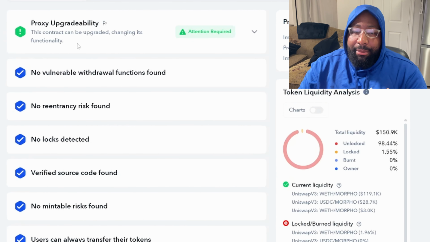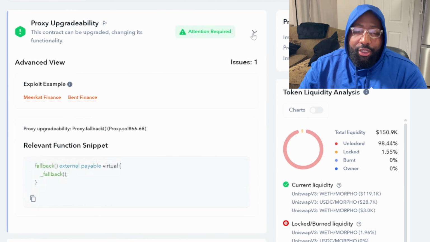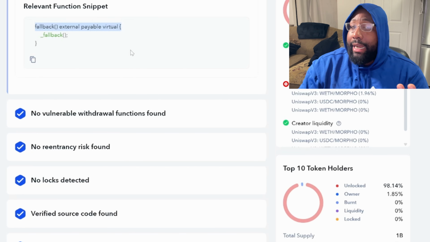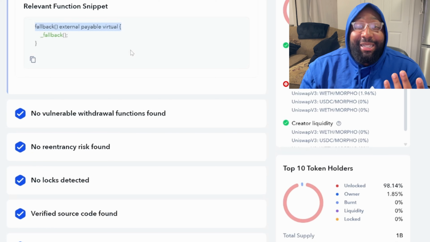Now, this is mainly because of a proxy, meaning this contract can be upgraded and changing its functionality every time. Now, on the surface, this may seem like, oh my God, what the hell is going on with this contract? Why would I invest in something if they can just change the contract whenever they want? You guys have to actually read what it says down here. External payable virtual, right? Now, I'm not going to act like I know what that means at all. You thought I was going to explain to you how that actually works.